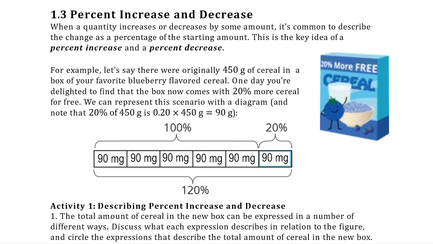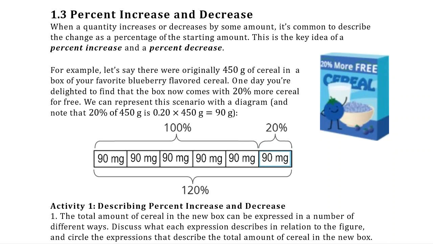One day you're delighted to find that the box now comes with 20% more cereal for free. We can represent this scenario with a diagram. And note that 20% of 450 grams we could write as 0.2 times 450 grams, which is 90 grams. So we could multiply this out to figure out what 20% of 450 grams is. But we want to show this with a diagram.